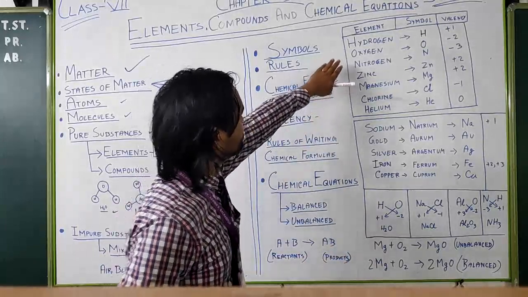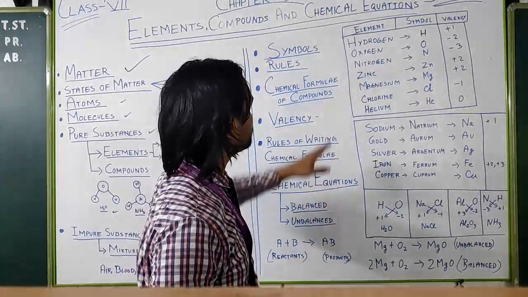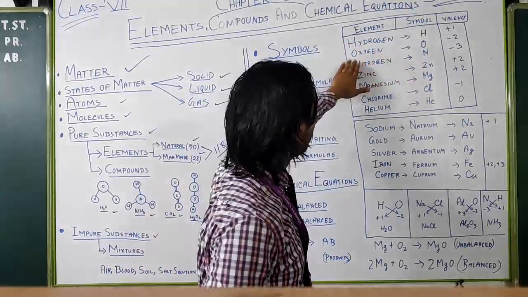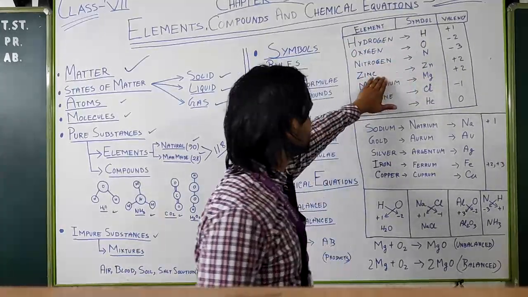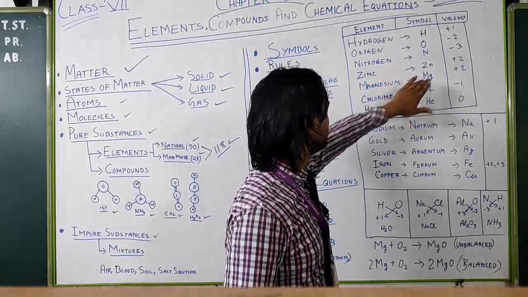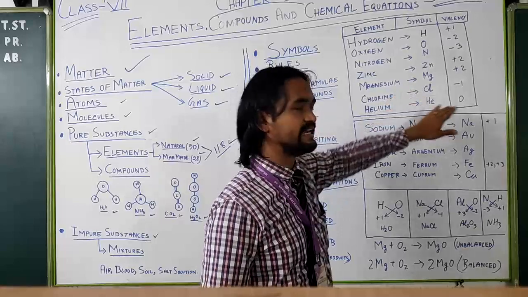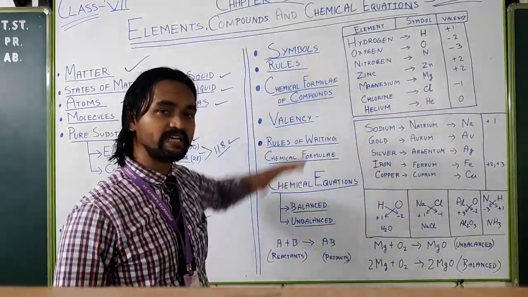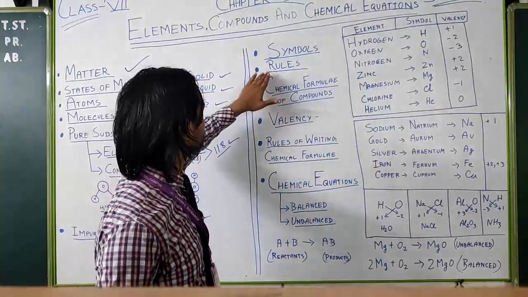To represent the elements, we are using symbols. For example, the symbol of hydrogen is H. The symbol of oxygen is O. The symbol of nitrogen is N. The symbol of zinc, Zn. The symbol of magnesium, Mg. And the symbol of chlorine is Cl. Symbol of helium is He. There are different types of symbols used, so there are different rules available for using the symbols.